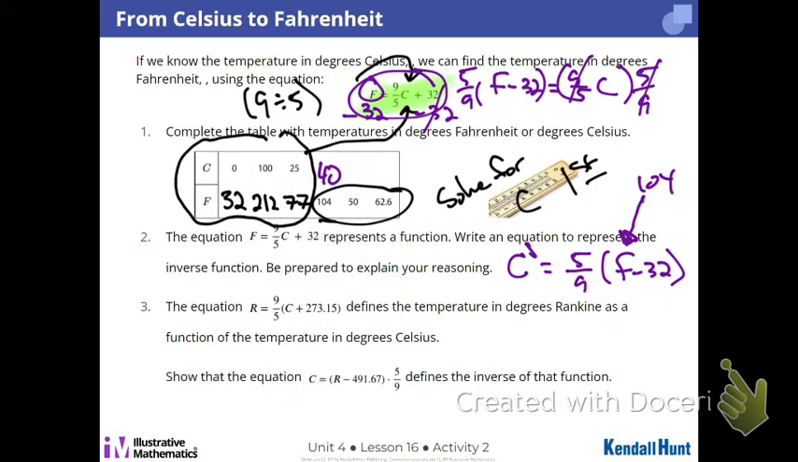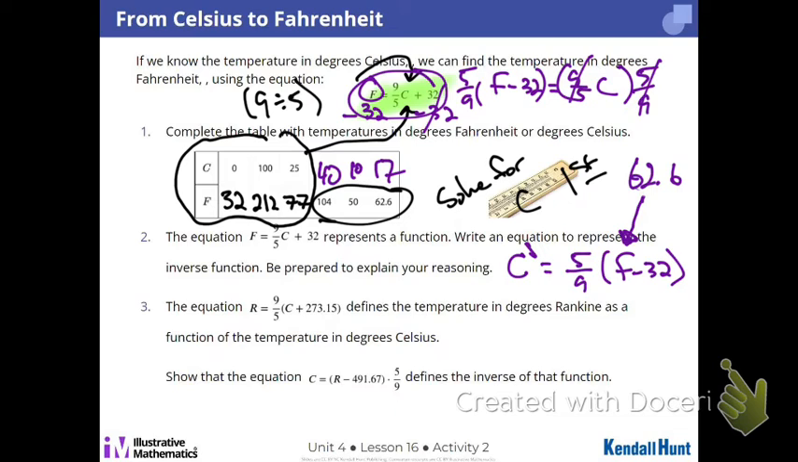So next for F, instead of 104, what am I going to put in there? 50. So 50 minus 32, and then I'm going to multiply by 5/9. I got 10 degrees. Next one in, 62.6. That goes in for F. Subtract 32. Multiply by 5/9. So times, I like to do parentheses 5 divided by 9. That gives me 17 degrees Celsius.